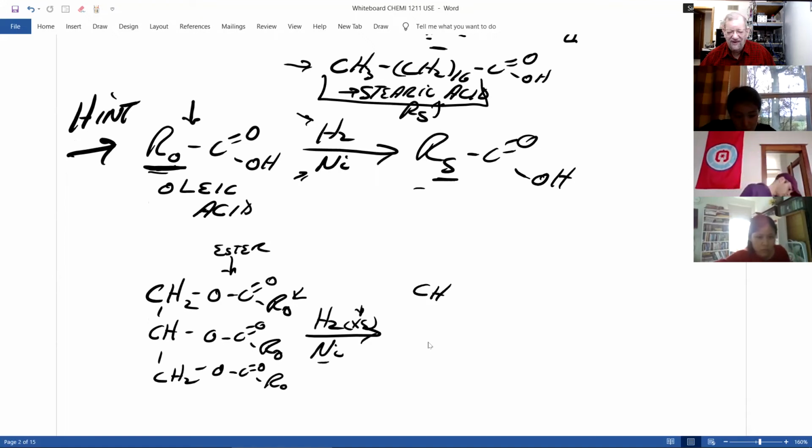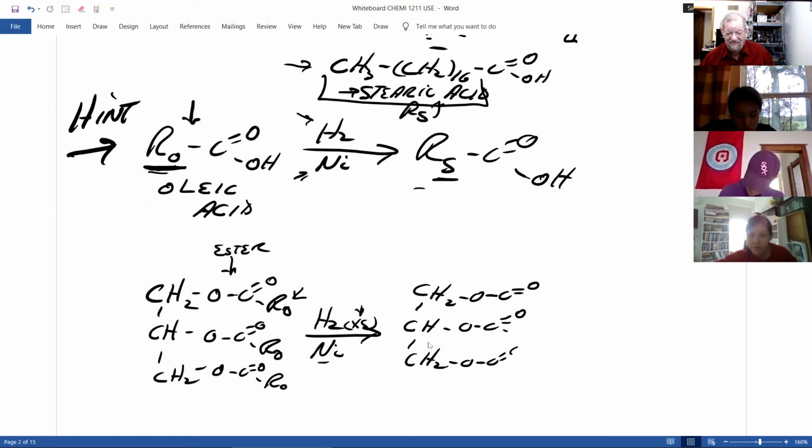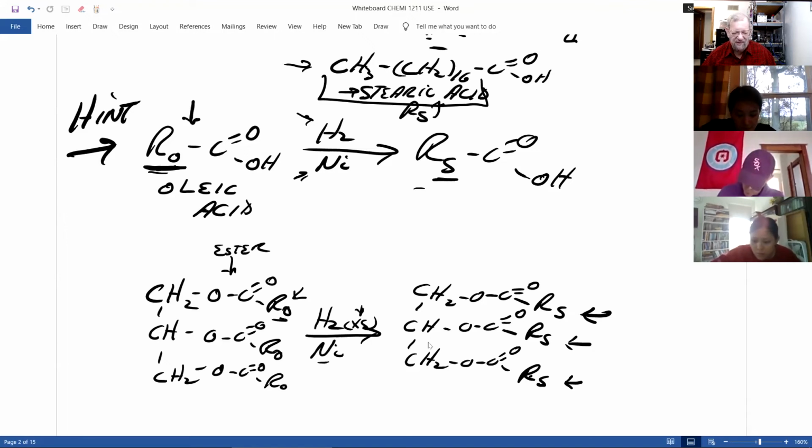So what really happens here, remember, the ester does not react. So I'm not going to react it. But the R group becomes R sub S. And that's the change. And what that means is you've lost the double bond that was in R sub O.